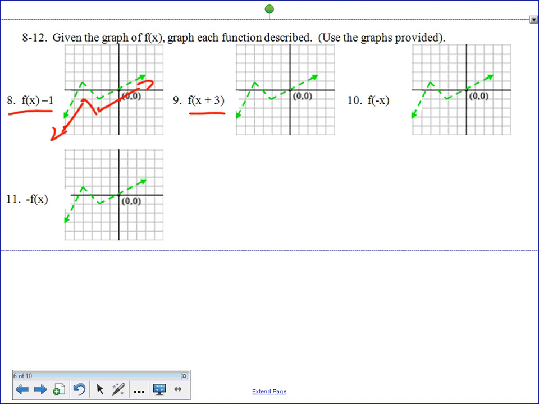This is a plus 3, it's inside the function, so it's going to be a left-right, and stuff inside the function goes backwards of what you would think. So plus 3 actually shifts back 1, 2, 3. And we get a graph that looks like that.